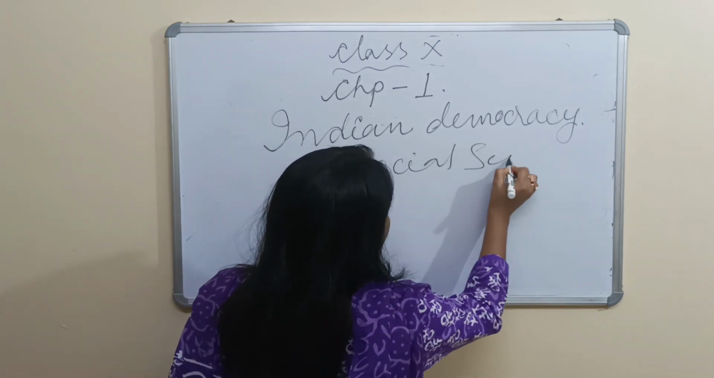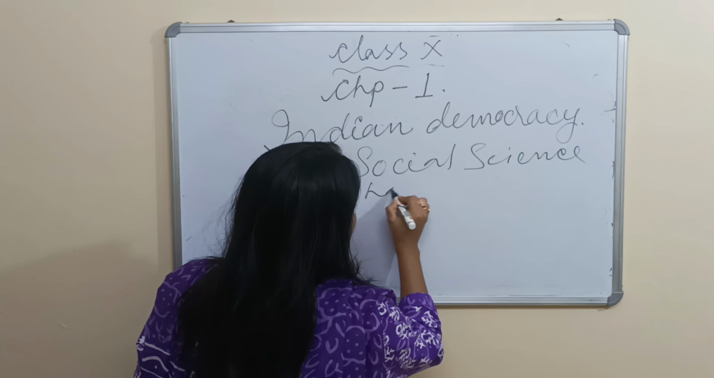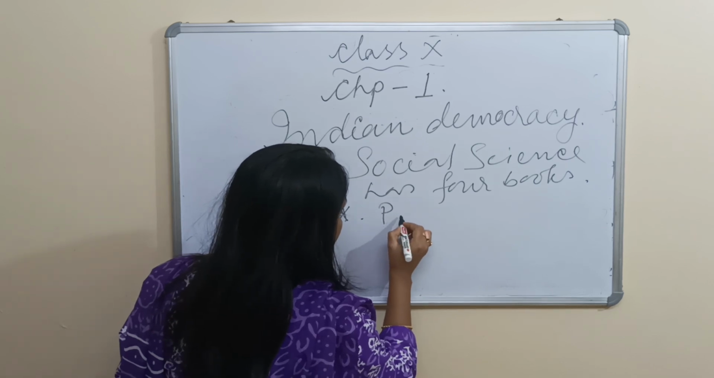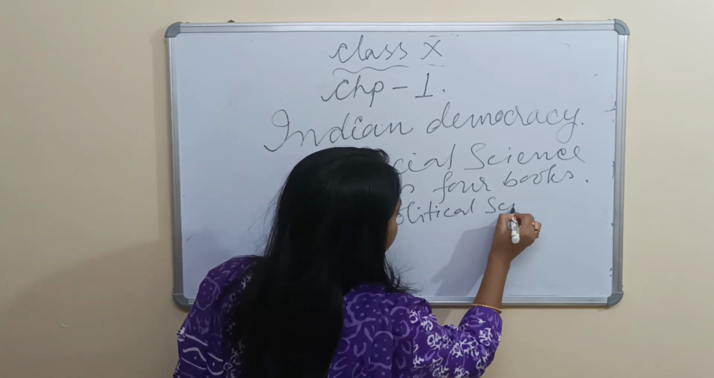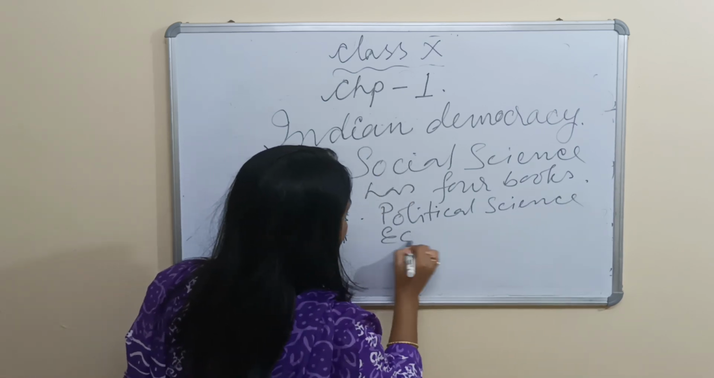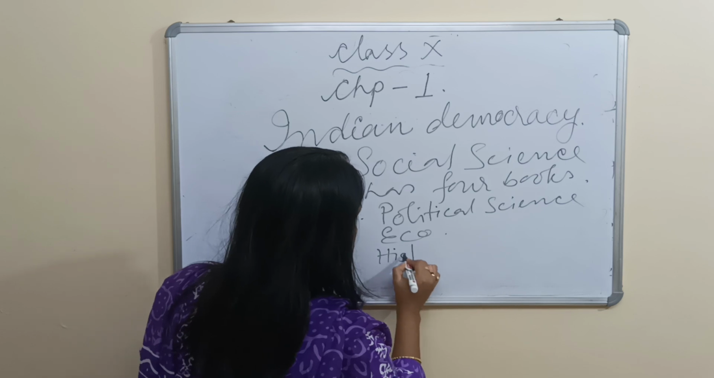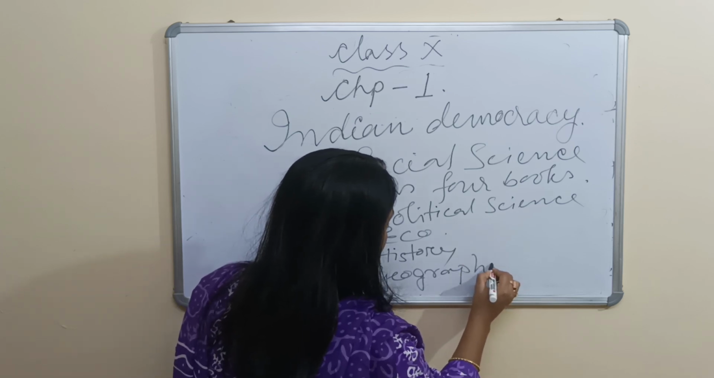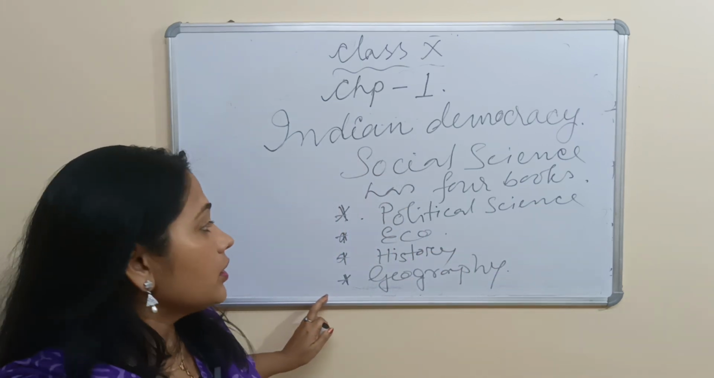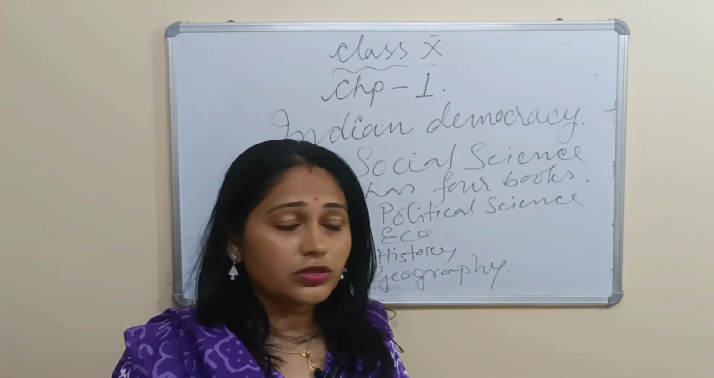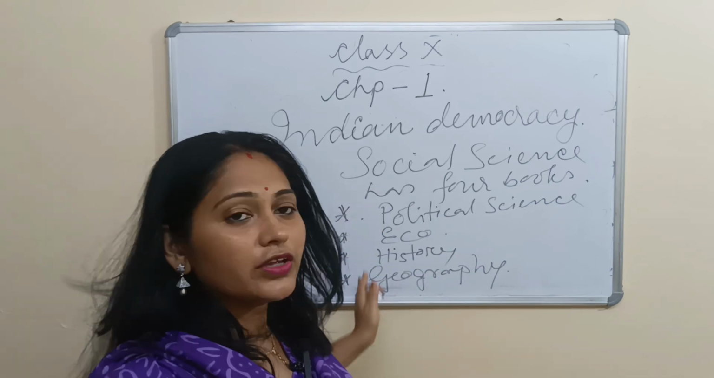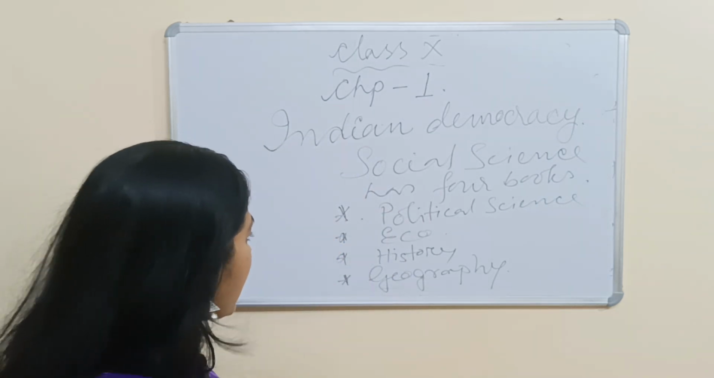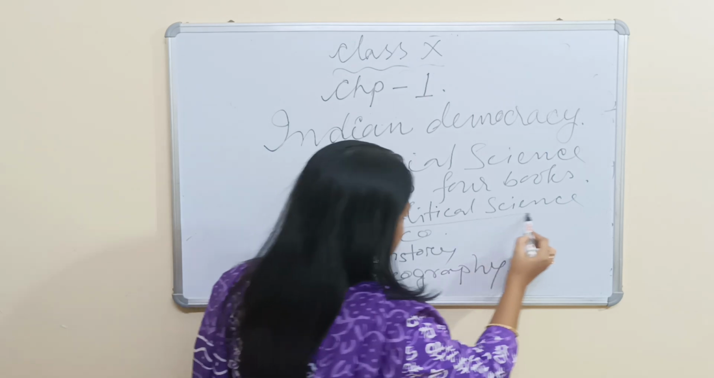So first, social science has four books. One is political science, second is economics, third is history, and fourth is geography. And it is not possible to discuss everything in one video. So today I have chosen to discuss the first part of the subject, that is political science.